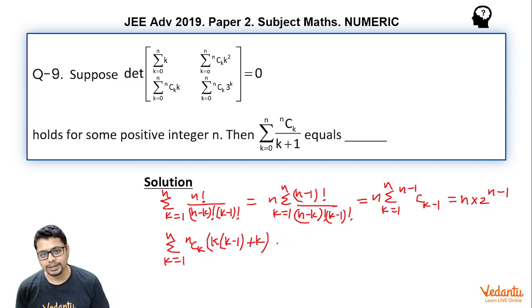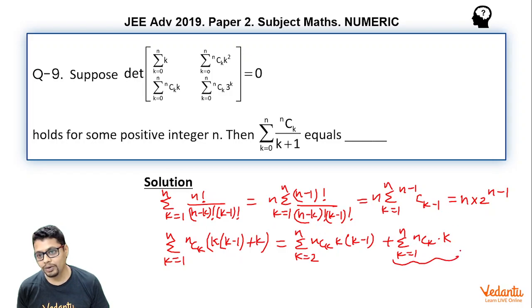Now if you see carefully, this essentially becomes sigma nCk k times k minus 1 plus sigma nCk k. Now here I can start k from not just 1 but 2. Why? Because when you put k to be 1, anyway this term would become 0, and for k equal to 0 it anyway was 0. So originally we started with k equal to 1, but for this particular expression we may start with k equal to 2 to n, and this is k equal to 1 to n. Now this we have just now evaluated above, and this turns out to be n times 2 to the power n minus 1.